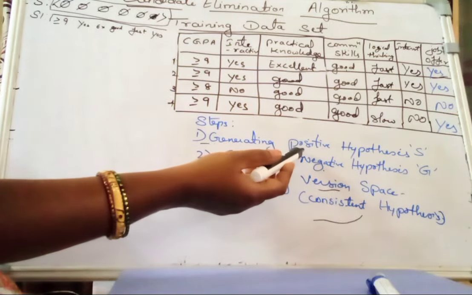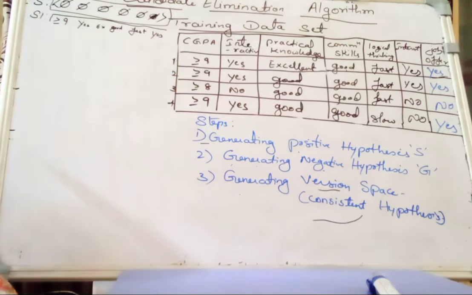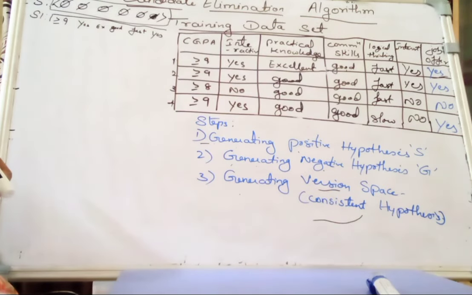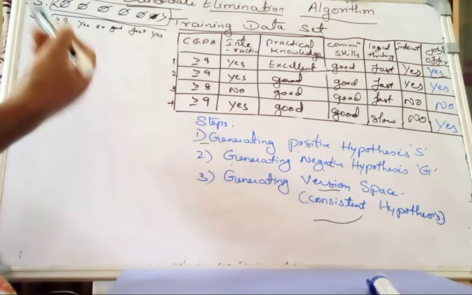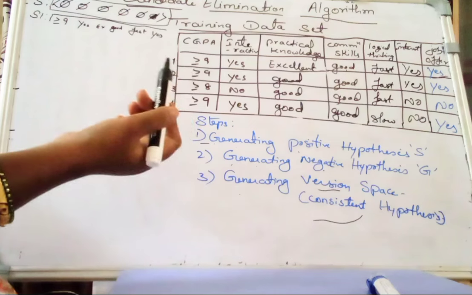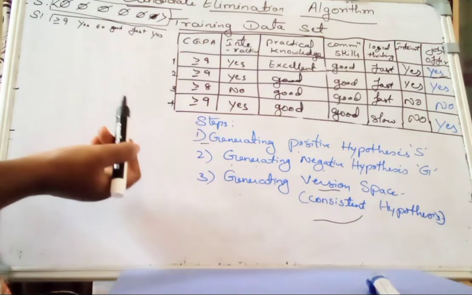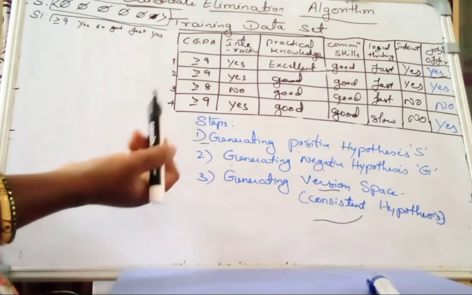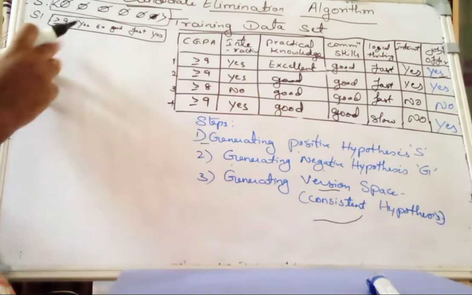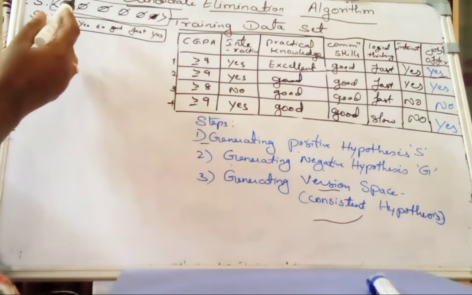In the positive hypothesis, we consider only the positive instances. We ignore the negative instances while generating the hypothesis. So here we have to consider only the 3 instances with positive output, yes, to generate the hypothesis. If you find a negative instance, you should just ignore it. The description for this is already given in the generalization and specialization problem solved in my previous videos. I'll provide the link, so you can refer to those problems. So this is what our hypothesis S1 is.